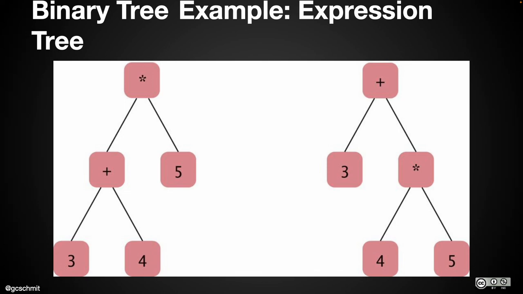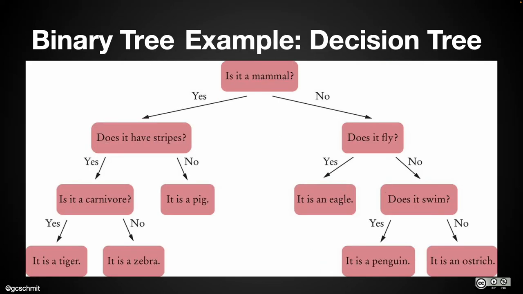All right. So different examples of binary trees: expression trees, Huffman encoding, decision trees, all that good stuff.